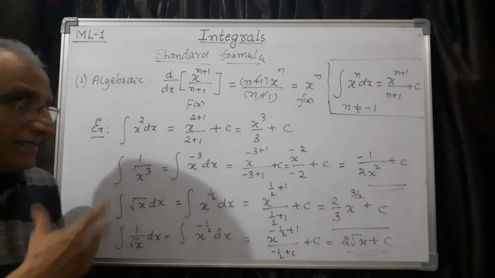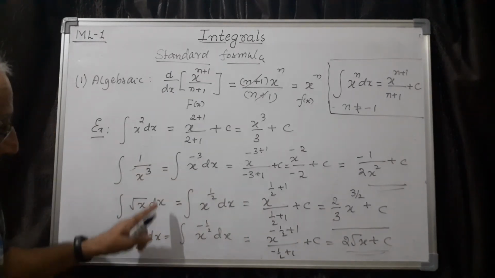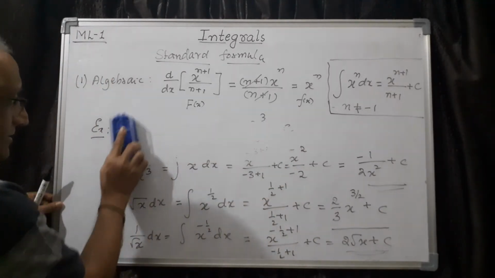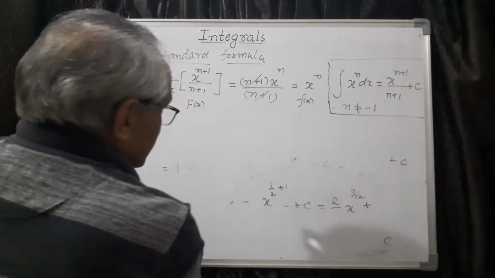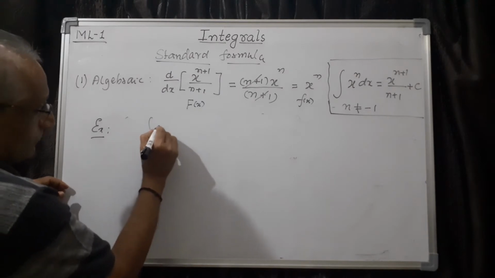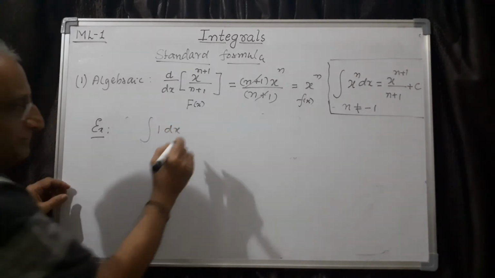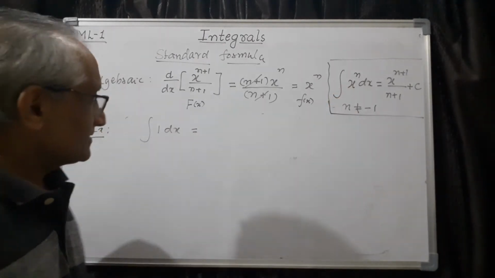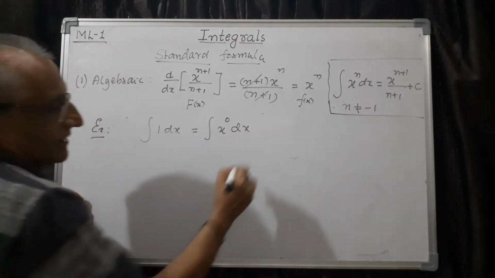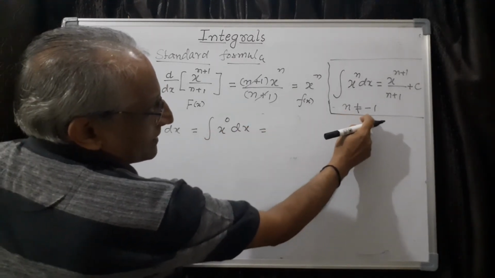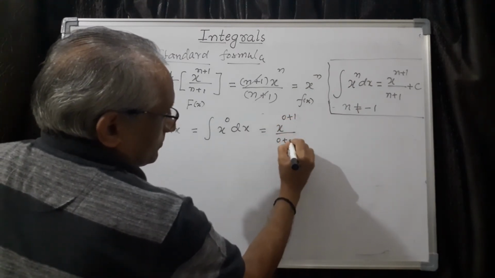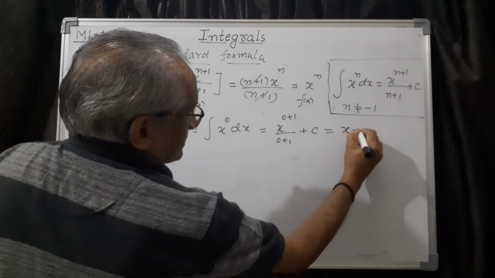Like this, any given function can be integrated with the help of this formula. Last, one example I will give. That is a specific example actually, and you should remember this. What is the integration of, for example, 1 dx? Say 1 into dx or dx directly. You can use this formula because 1 can be written as x power 0 dx, and the formula is valid for all n except n equal to minus 1. So x power 0 plus 1 by 0 plus 1 plus c. So this is x plus c.